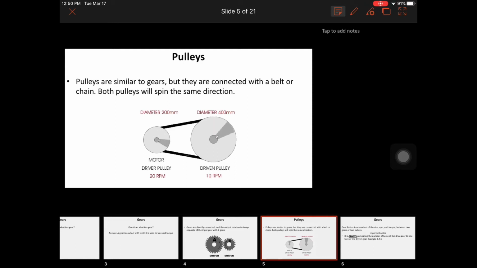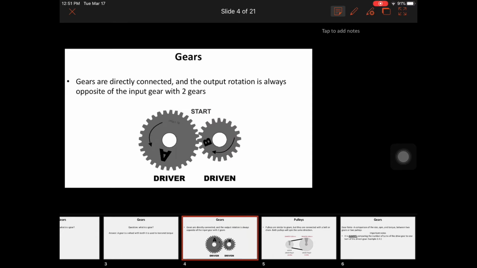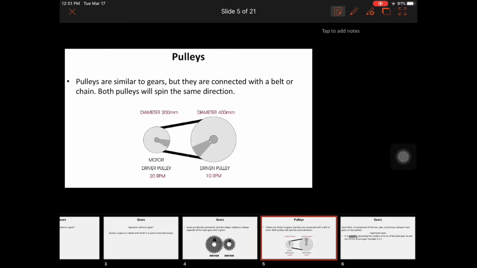One other version of this that we could get would be a chain, like what you would have on a bicycle. That's kind of a combination of the two. It has the sprockets or the teeth, but instead of a belt, it's got a chain that bites onto that. It operates similar to a pulley. So when we calculate gear ratios, which is what we're getting ready to do, it's really the same for both.